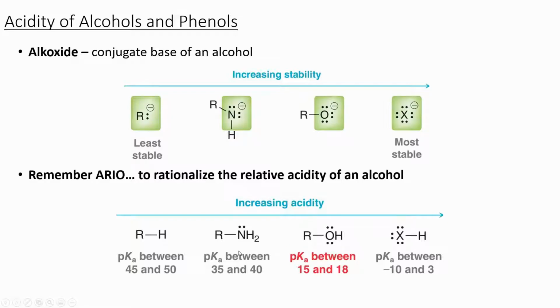the acidity. So amines are going to have a pKa between 35 and 40, and then alcohols are going to have a pKa between 15 and 18. And then finally, our halogens will have a pKa between negative 10 and 3. And so the alkoxide, the O- anion, is actually relatively stable, which makes alcohols relatively acidic compared to many other compounds. But they're definitely not strong acids at all. They're not in the strong acid realm.